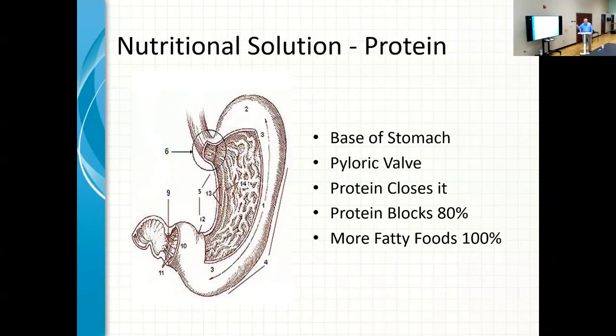So what I'm going to do is just real quick recall what we talked about last week, and it was that in the base of the stomach is the caloric valve, and in the presence of protein, this will close. I found out later that if that food is more fatty than just protein, very fatty food, it'll close even more. So you can block it 80% with protein, you can block 100% with more fatty foods.